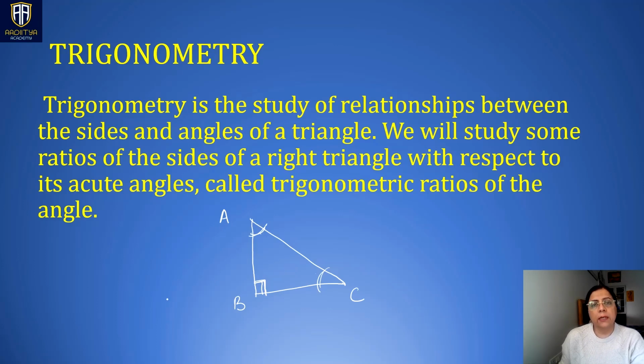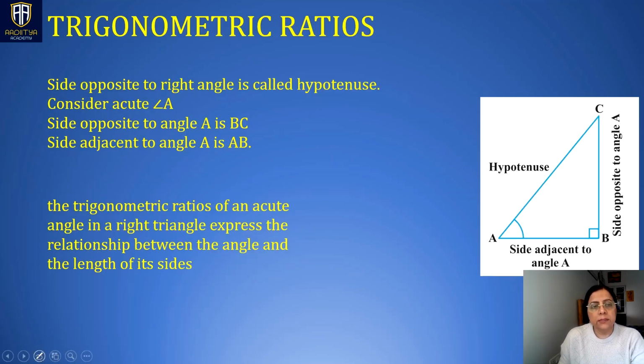Now we have to learn that we can take trigonometric ratios of any of these three sides regarding angle C or angle A. First, we have to decide what angle we have to choose. Okay, let's see.